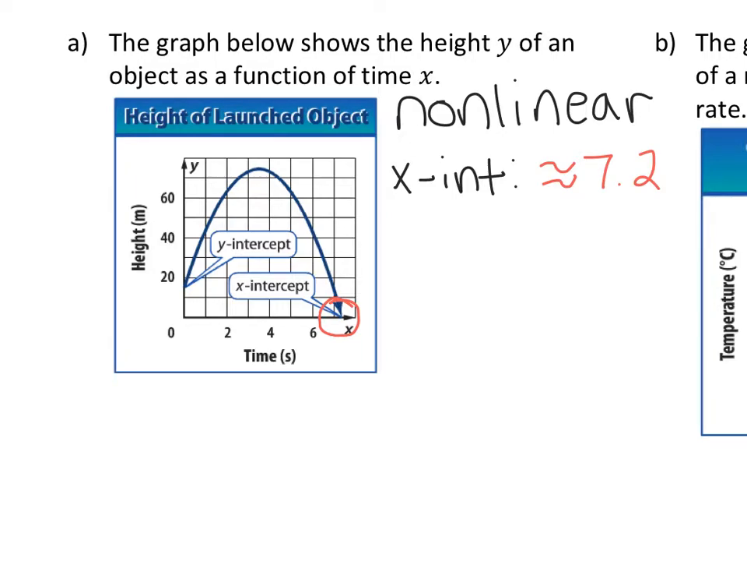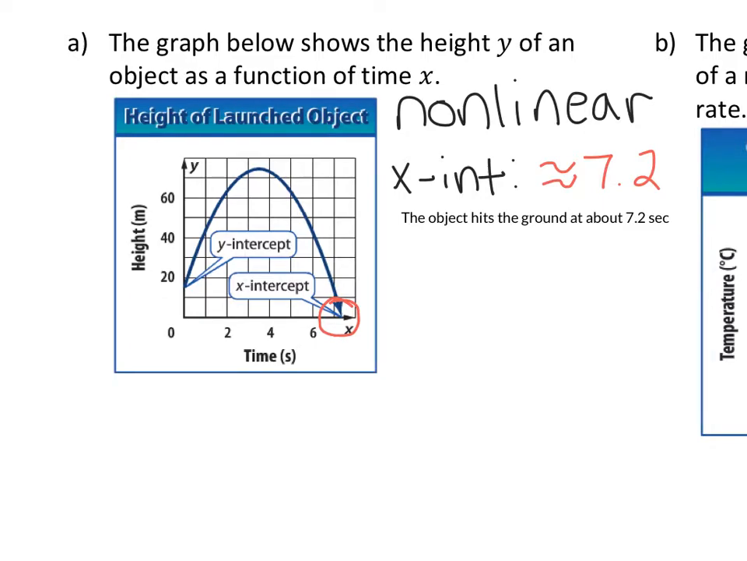So for the x-intercept, the object hits the ground at about 7.2 seconds. And that's my interpretation for the x-intercept.